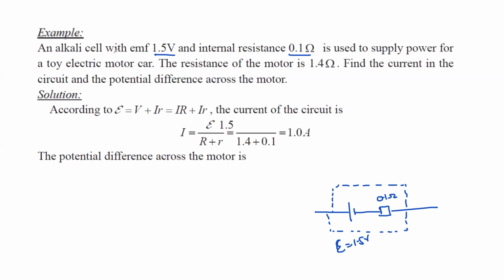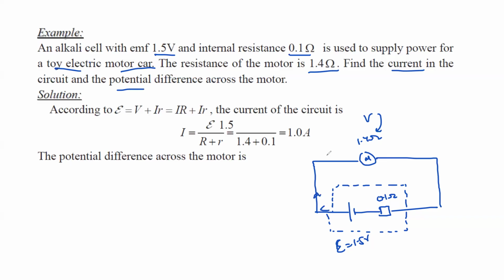It is used to supply power to a toy electric motor car. The resistance of the motor is 1.4 ohm. That is external. Find the current and the potential across the motor, like how much voltage is there and how much current is flowing through it.